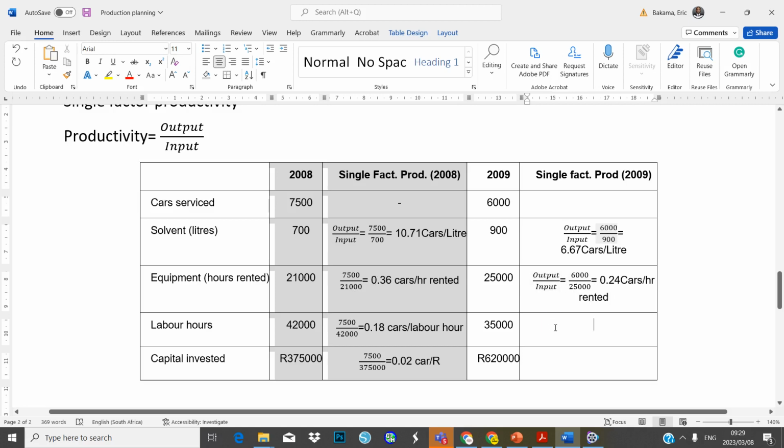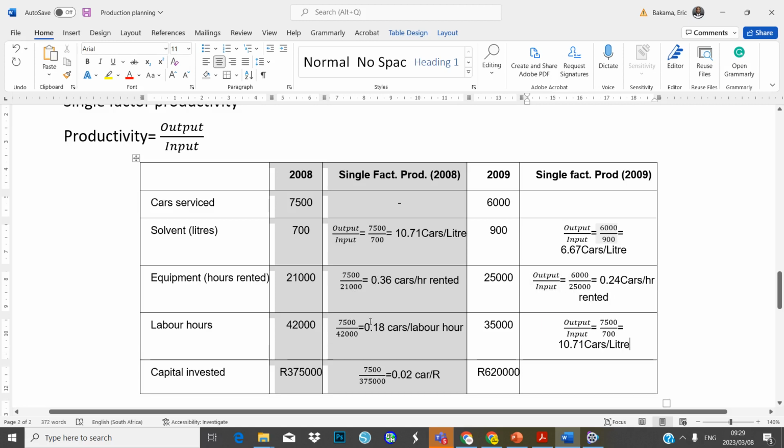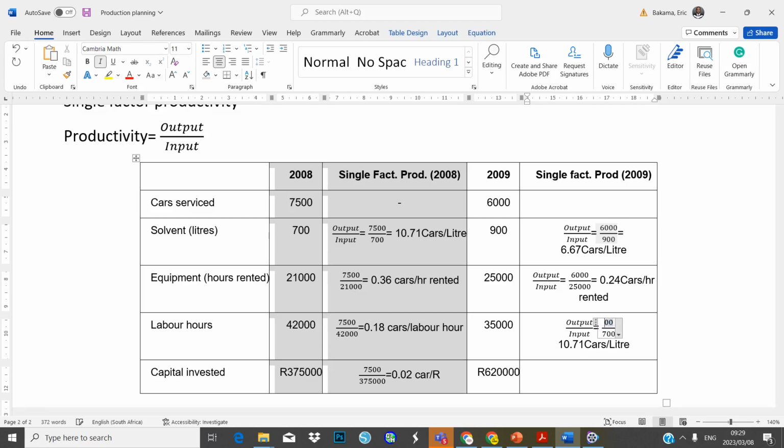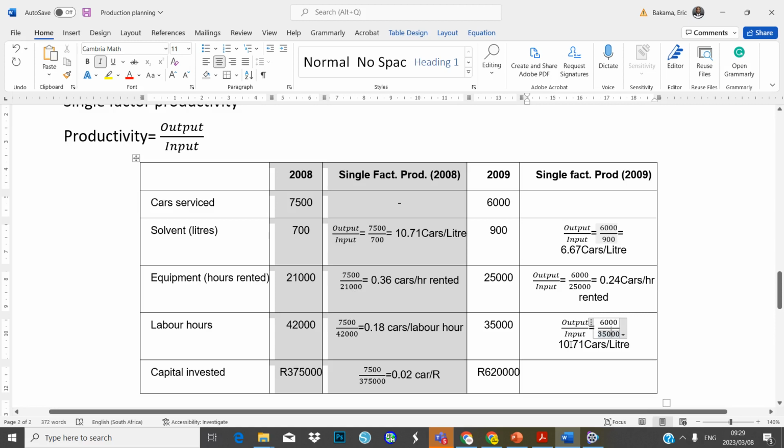Now as we go down to the labor hour, we look at 6,000, because this is what the company has been producing, in terms of cars serviced. In this case they've used 35,000 labor hours. So it's 6,000 that we divide by 35,000, which gives us 0.17.